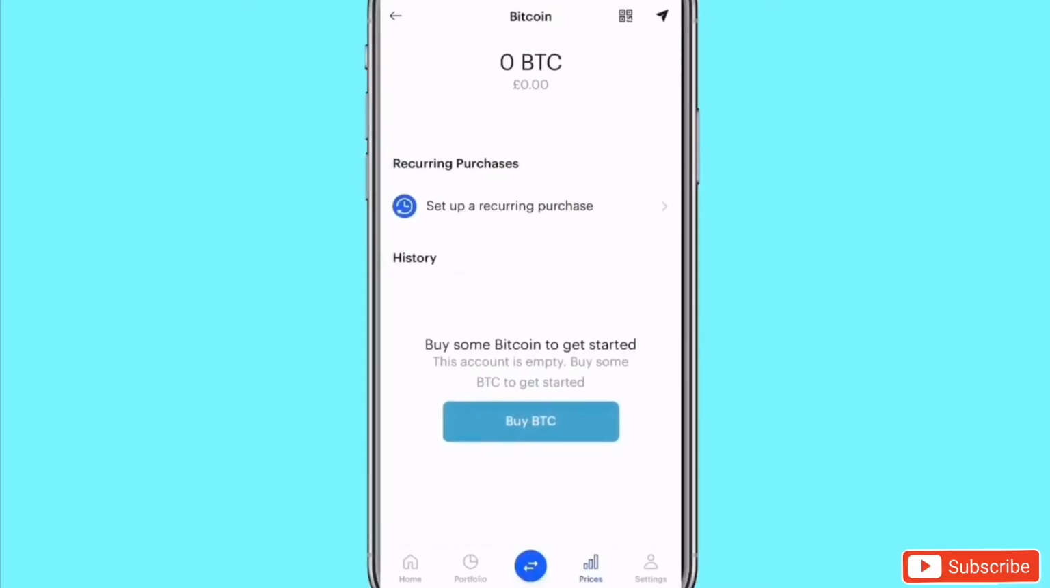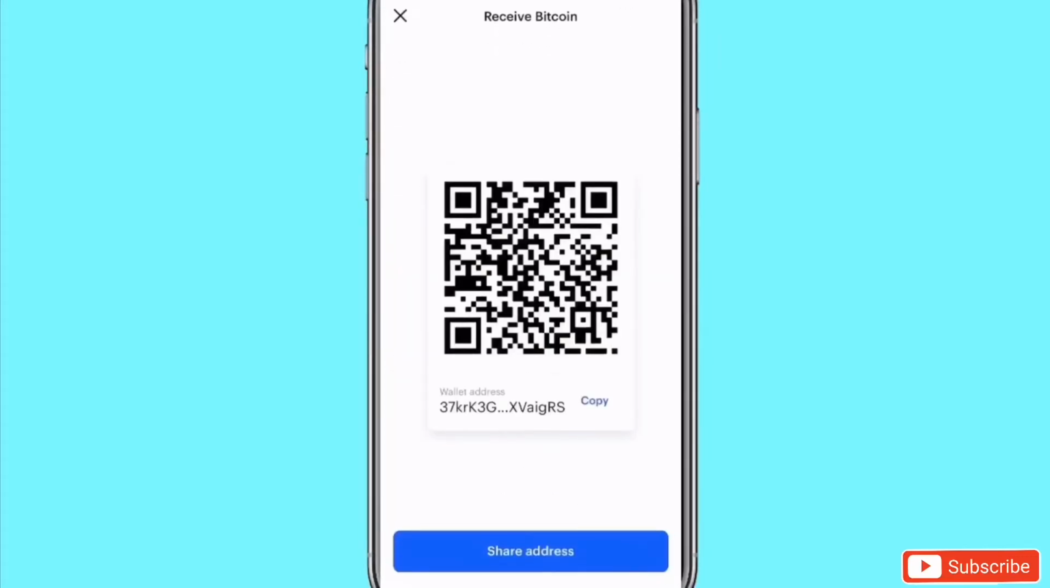Now, on the opposite of buying Bitcoin, you could receive Bitcoin. So if someone was sending you some Bitcoin, you can see this top corner here, this is your wallet address. So if they were to scan this address, they would add Bitcoin to my wallet. Or alternatively, you could share that with your contact list or by email, or however you wanted to share it. You could share the address and they would scan that, and then it automatically would take it to your wallet.